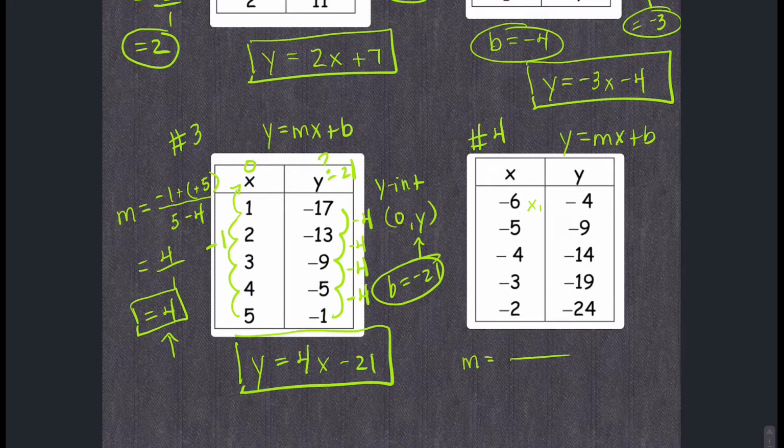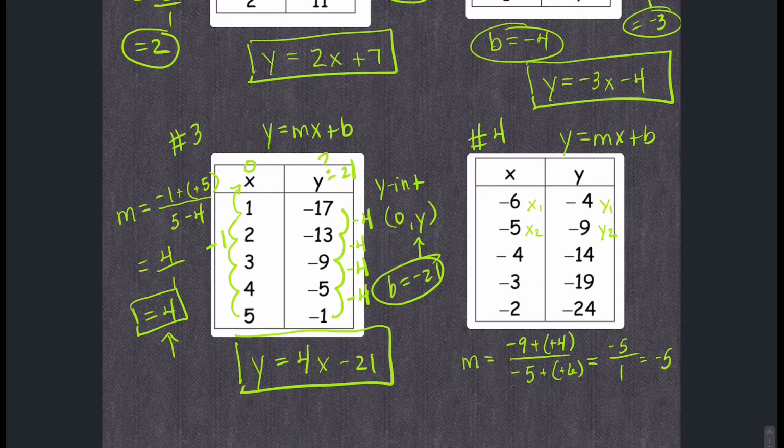We'll choose these x1, y1, x2, y2. And that means I'll have -9 minus -4. And then in the denominator, we'll have -5 minus -6. And if I add the opposite, we get 5 negatives on top. And on the bottom, we get 1 positive. So we have a slope of -5.